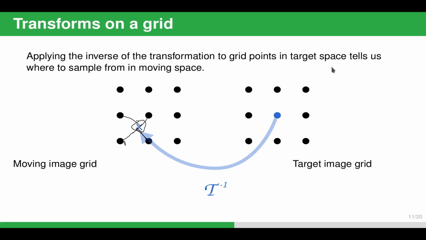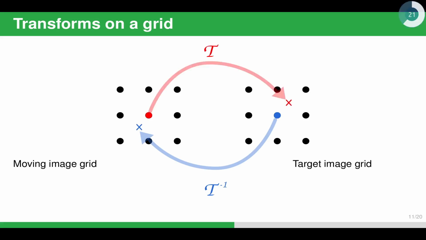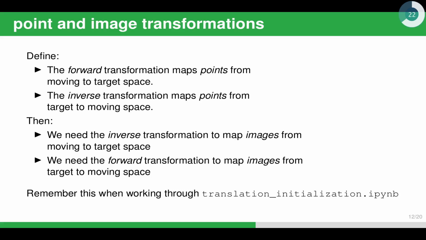So the key here is that we can use interpolation to get the value anywhere in between the pixels, i.e. in between the point samples, but we can only put values exactly at pixel locations or samples. So here's just the diagram. And to summarize again, the forward transformation maps points from the moving to the target space, but we need the inverse transformation to map images from moving to target space. So remember this when you're working through this translation initialization notebook.